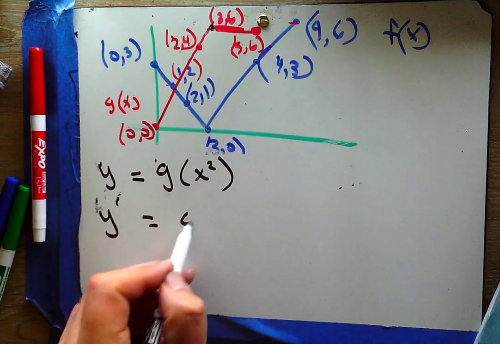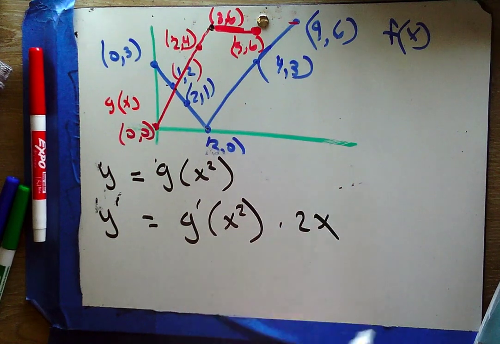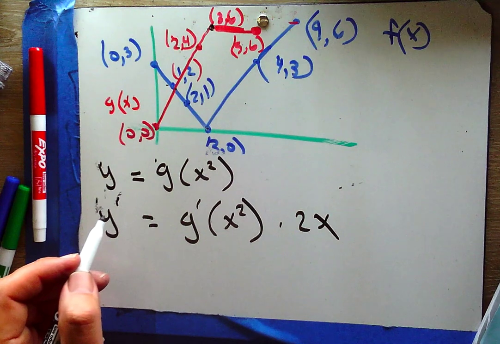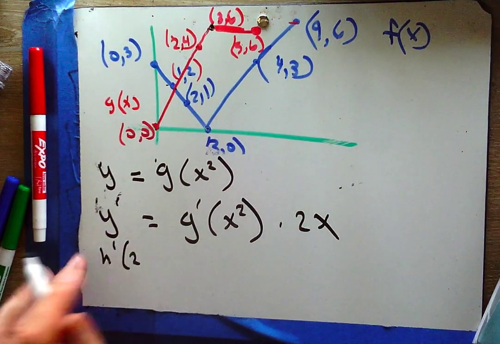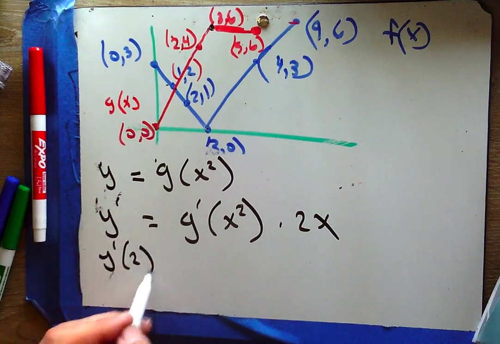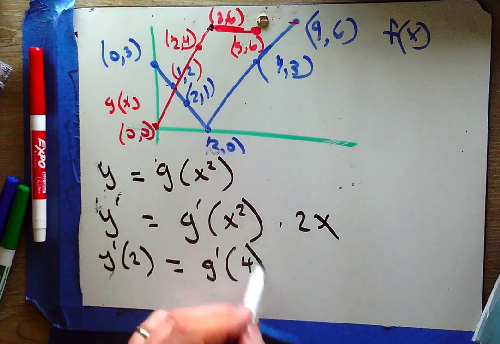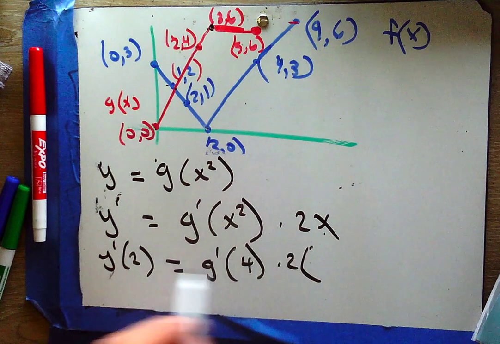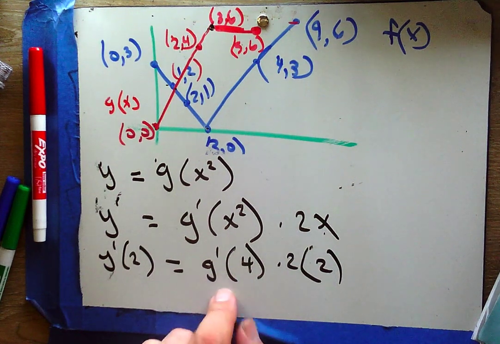Welcome back. So we know that's going to be g prime of x squared times the derivative of the inside function. And if I'm looking for y prime of 2, what's that going to be? Well, that's going to be g prime of 2 squared times 2. I have no place to put x. g prime of 4, what's the slope at 4 on g?